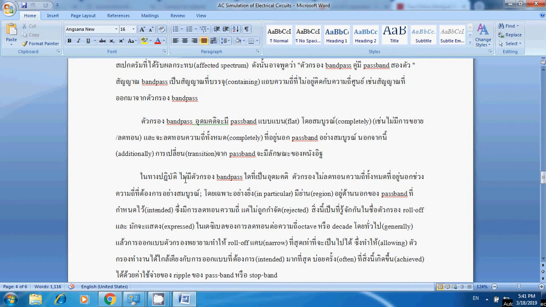In practice, there is no ideal bandpass filter, and the filter does not completely attenuate the frequencies outside the defined range. In particular, there is a region outside of the passband where frequencies are attenuated but not rejected. This is known as the roll-off of the filter, and it is often expressed in units of decibels of attenuation per octave or decade.